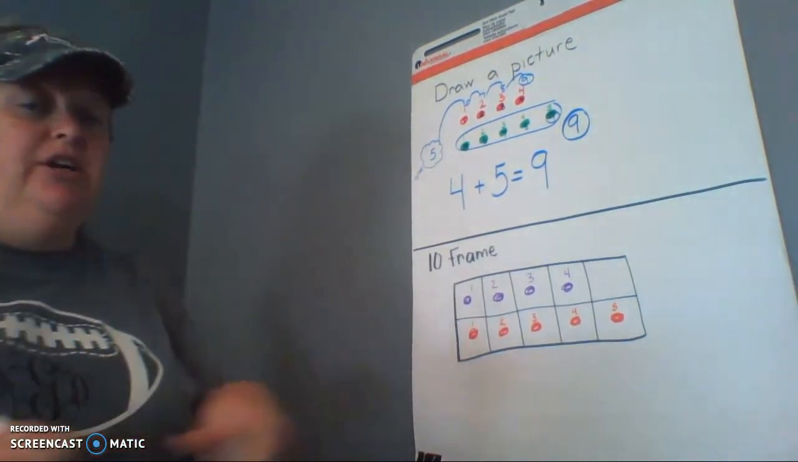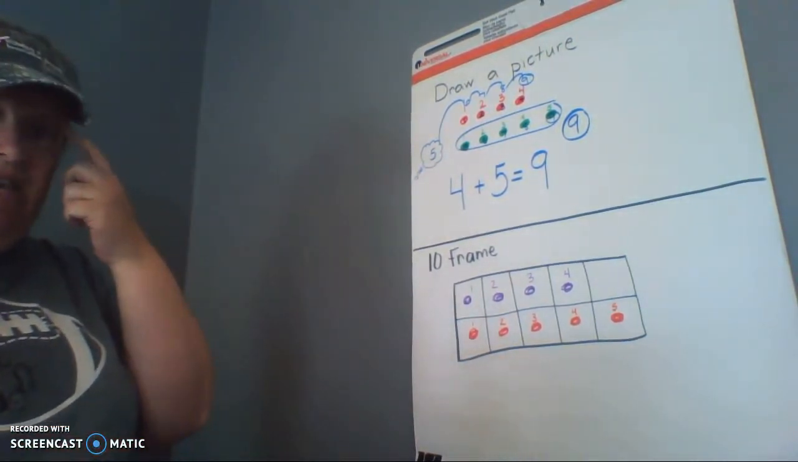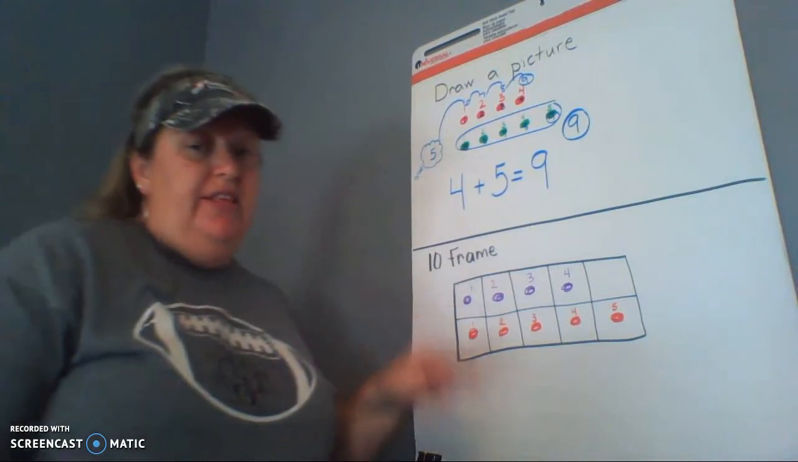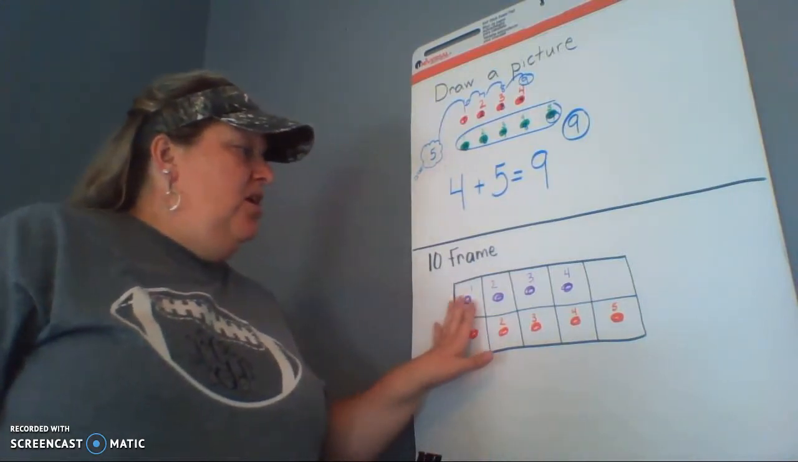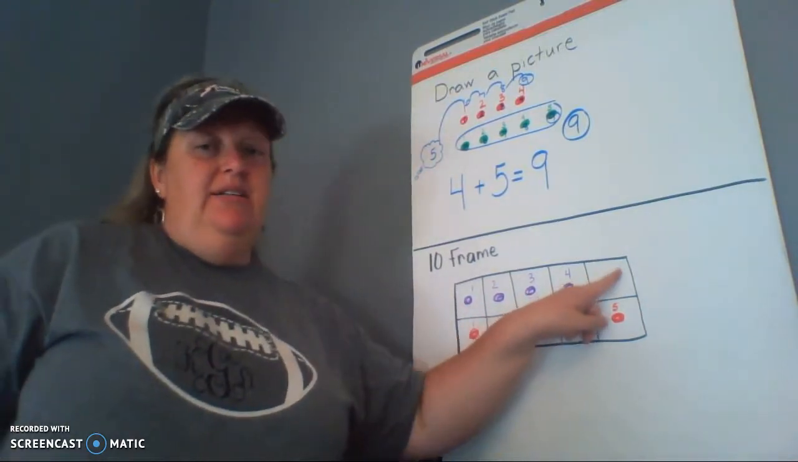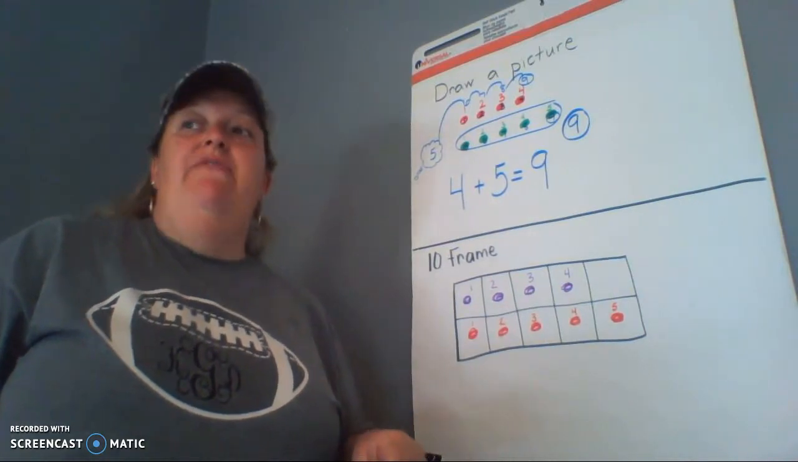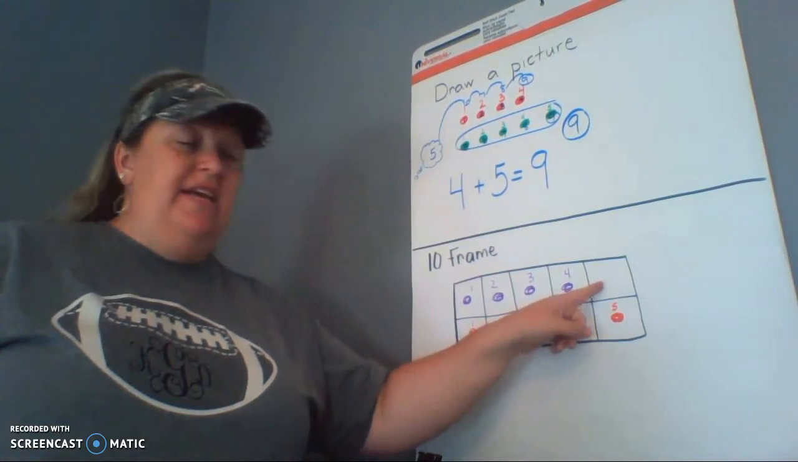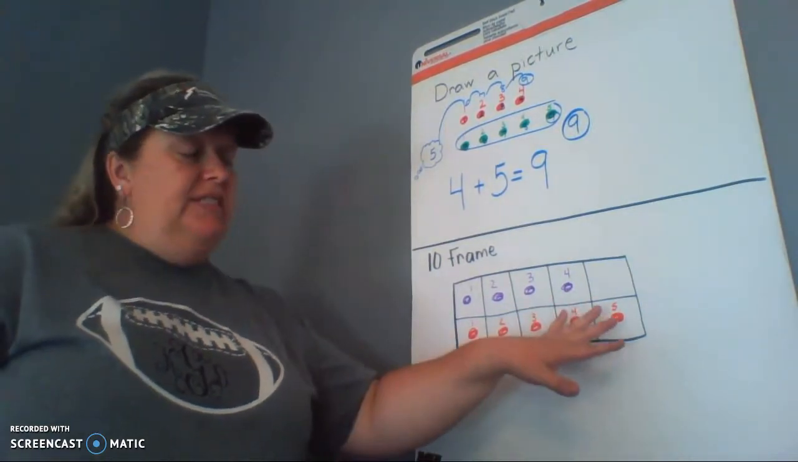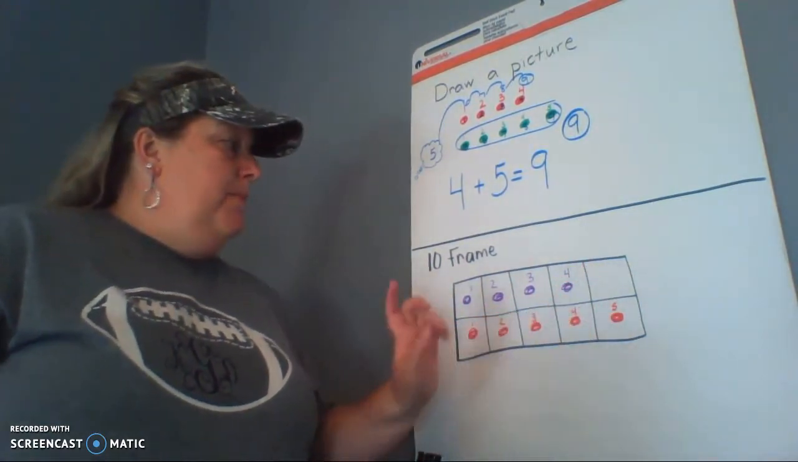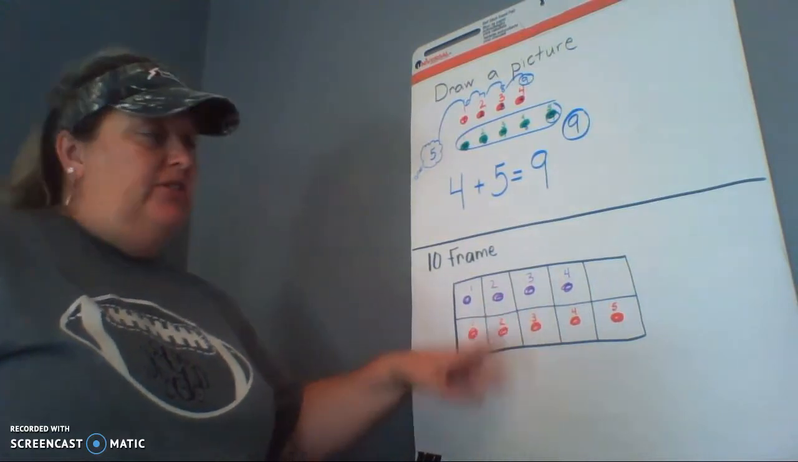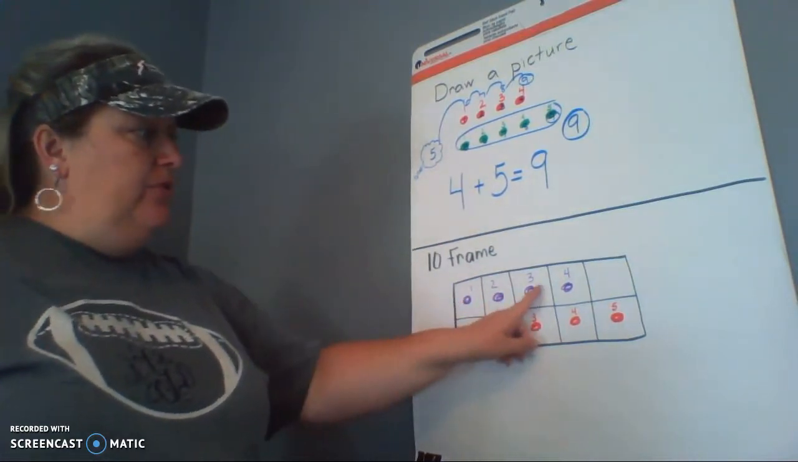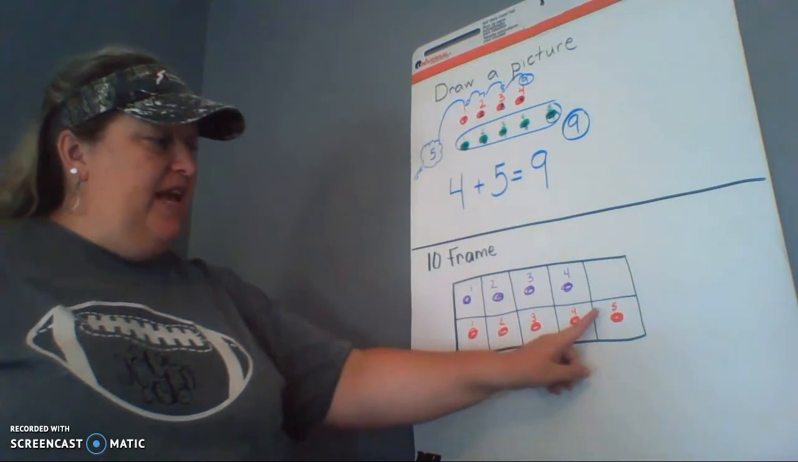Now, I can look at this with my eyes and I know what the answer is. I know that the answer is 9 because all but one box is full. And if all but one box is full, then that means the answer is 9, but I also can count each one just like we did up here. 1, 2, 3, 4, 5, 6, 7, 8, 9.